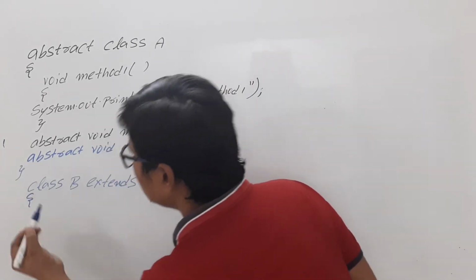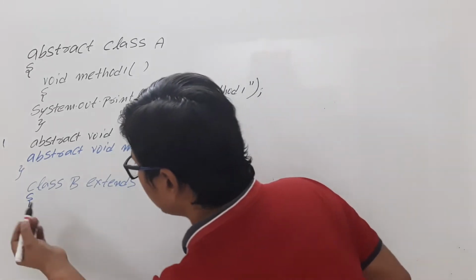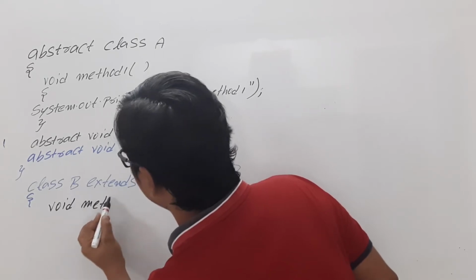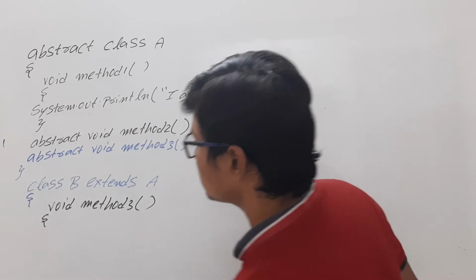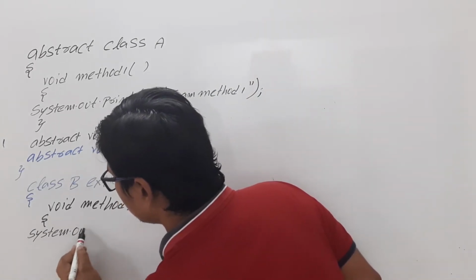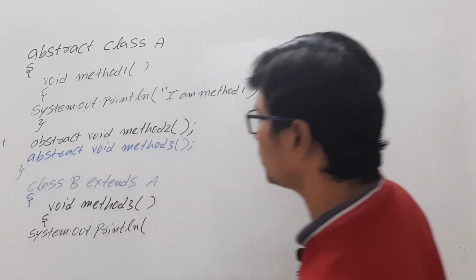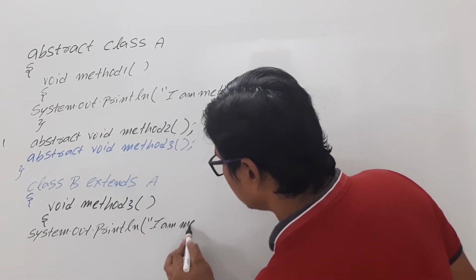Now let me have my own method. Class B is having a method called method 3, and it has a statement system.out.println, I am method 3.